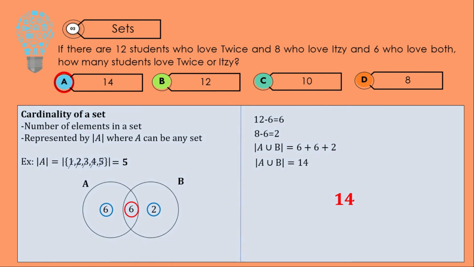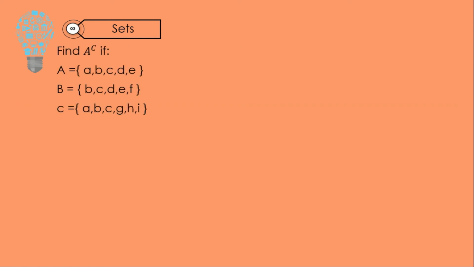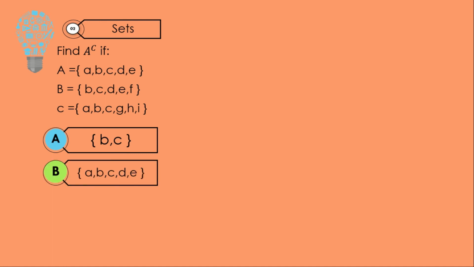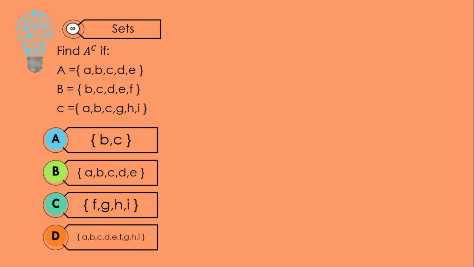For the last problem in sets, find the complement of A. A contains elements A, B, C, D, E. B contains elements B, C, D, E, F. C contains elements A, B, C, G, H, I. And the universal set D contains elements A, B, C, D, E, F, G, H, I.